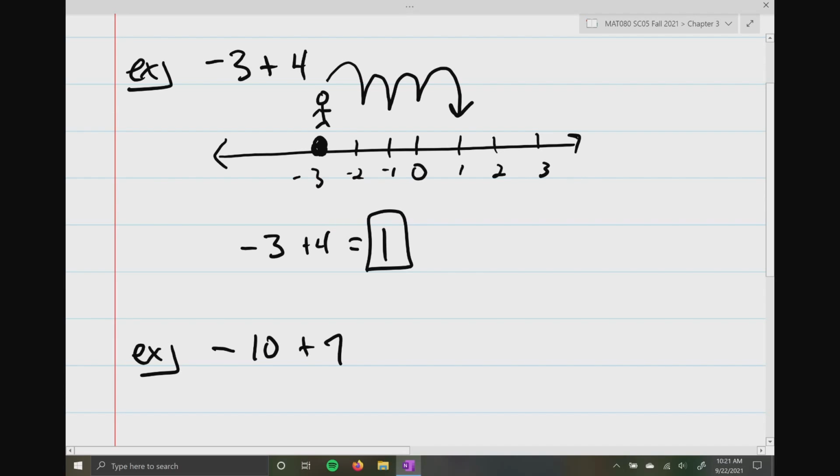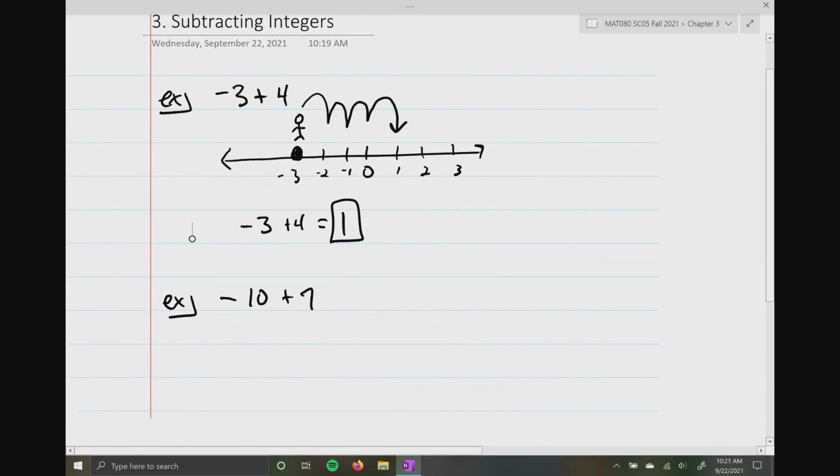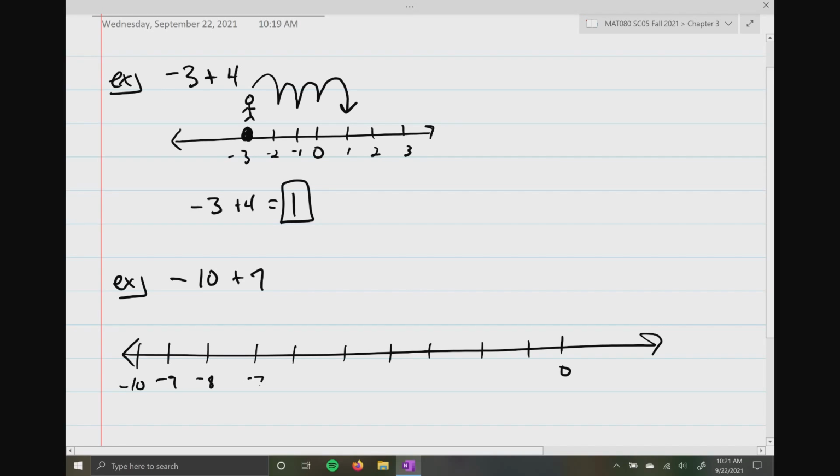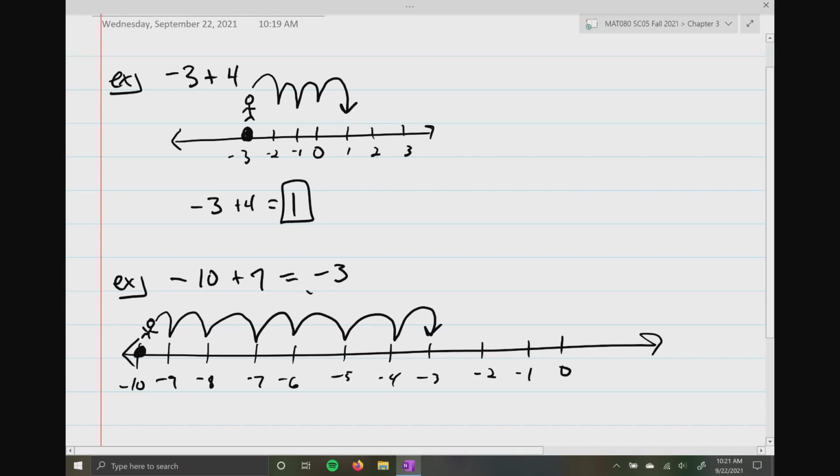How about negative 10 plus 7? Well, I'm going to approach this the same exact way that I did the previous. I'm going to draw a number line. So if I read this from left to right, I'm starting at negative 10. And then I'm going to move to the right 7 units. 1, 2, 3, 4, 5, 6, 7. So the answer here is negative 3.